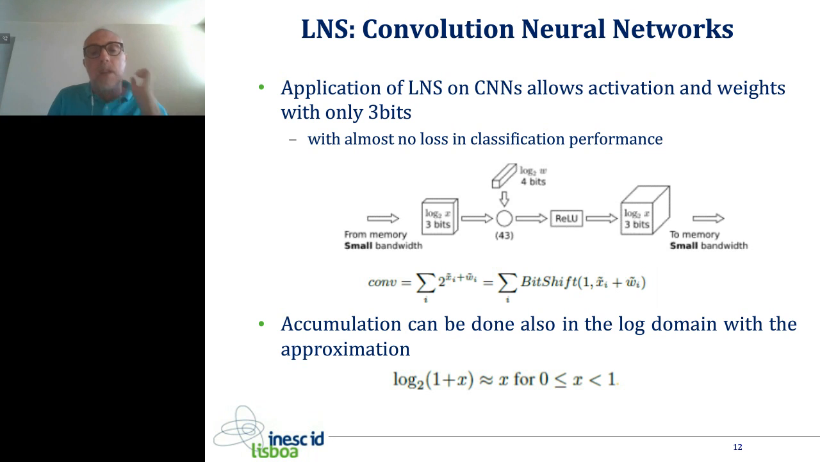So in the picture here, you have the scheme. We have 3 bits. You calculate the log of the samples. Then you have the weights at the top that you store in 4 bits, a small amount of memory. Then you do the convolution, and to do the convolution you have the equation right below the picture. What you do is only bit shifts and additions. It's very easy to do the addition because it's a power of 2, so you can do it in the logarithmic domain.